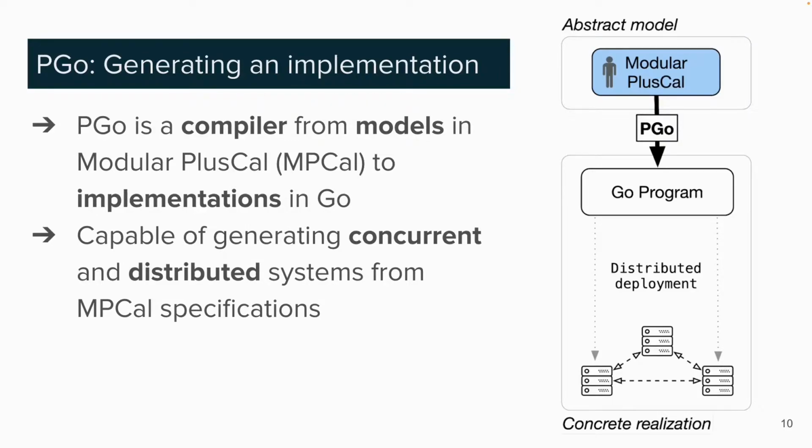Pico is a compiler from models in the Modular PlusCal language, which I call MPCal for short, into implementations in the Go programming language. As you can see in the figure on the right, the user writes a model in the MPCal language, and then Pico compiles it into a Go program. Then you can run the Go program in the distributed setting. So this is the very high-level workflow of Pico.